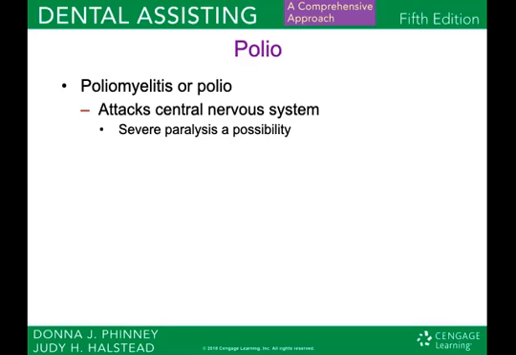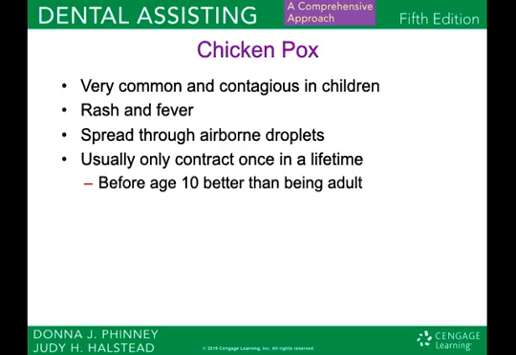An OPV is given orally to children at the ages of 2, 4, and 18 months, and at age 5, a booster dose is given. An IPV, or inactivated polio vaccine, is a vaccine given by injection and contains the dead virus. IPV is not used as much as OPV.